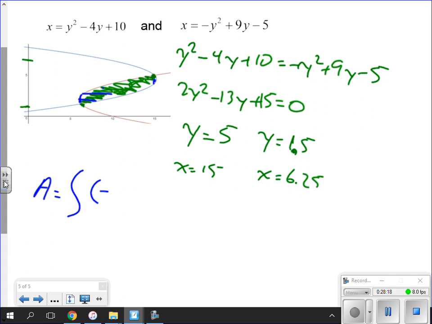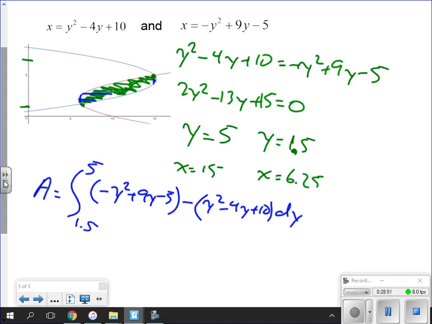So I would have that equation first, negative y squared plus 9y minus 5, minus the bottom equation, which in this case is the one opening away from the y-axis, which would be y squared minus 4y plus 10. And then we're doing it in terms of y, so we have dy. And you'll learn all this stuff when you get to calculus. And what we found was our bounds from 1.5 to 5. We're going from here to here. We're only calculating the area between those two curves from one place to the other place.